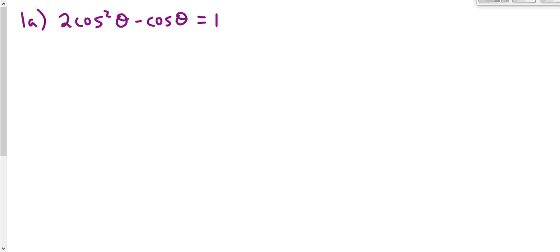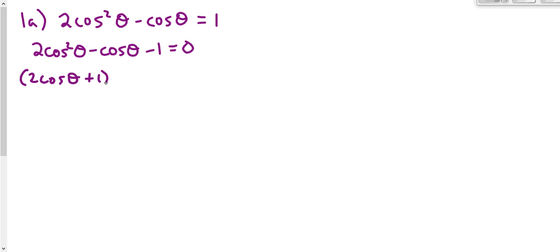Number 1A, we have a quadratic in disguise. Let's get everything over to one side and see if we can factor it. So we have 2 cosine squared theta minus cosine theta minus 1 equals 0. Okay, so this does factor into 2 cosine theta plus 1 times cosine theta minus 1.